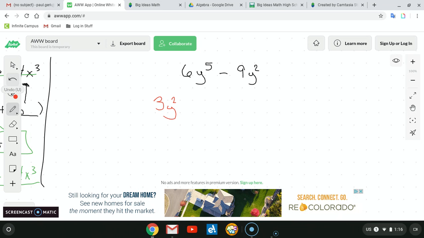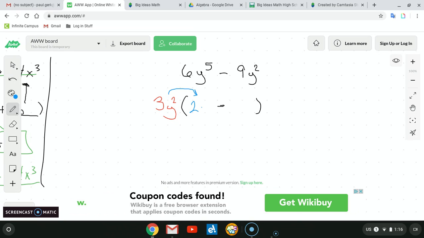All right, now we got to put, since we're undoing the distributive property here, put the minus there. What do I multiply 3y to the 2nd by to get 6y to the 5th? 3 times what equals 6? That answer is 2. And then y to the 2nd times what equals y to the 5th? Well, this one has 5 exponents. This one has 2, so we need 3 more. There we go. And that's our first term.